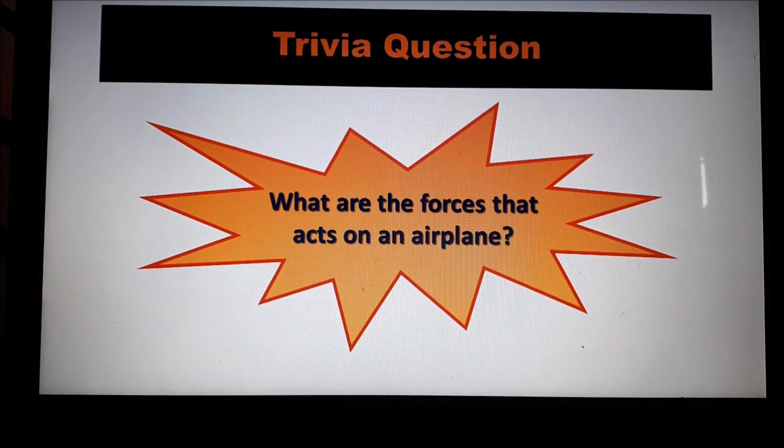To continue our discussion with the buoyancy principle, let me give you another trivia question for this video. The trivia question is, what are the forces that act on an airplane? Most of us have already seen an airplane in the sky. So what do you think are the reasons why it can maintain that elevation and that speed, and it can travel along those distances in a certain direction?